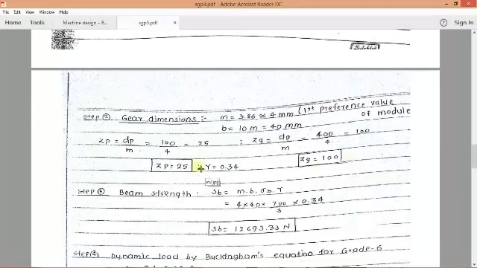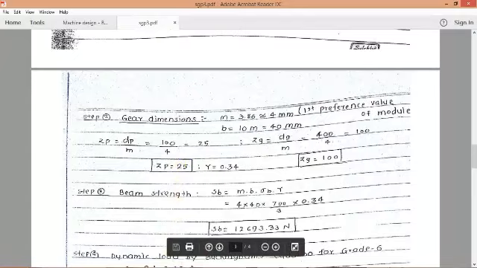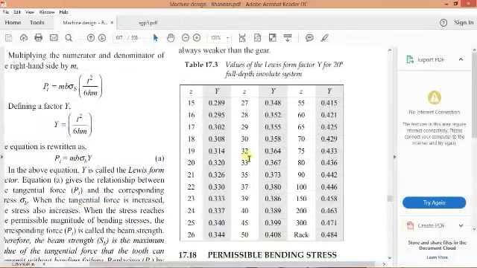So for 25 teeth there is a Lewis factor that we again take from this chart. For 25 number of teeth, the Lewis factor is 0.340. So this is given in the Bhandari. You can download this from my website also. I will talk about it in the later part.